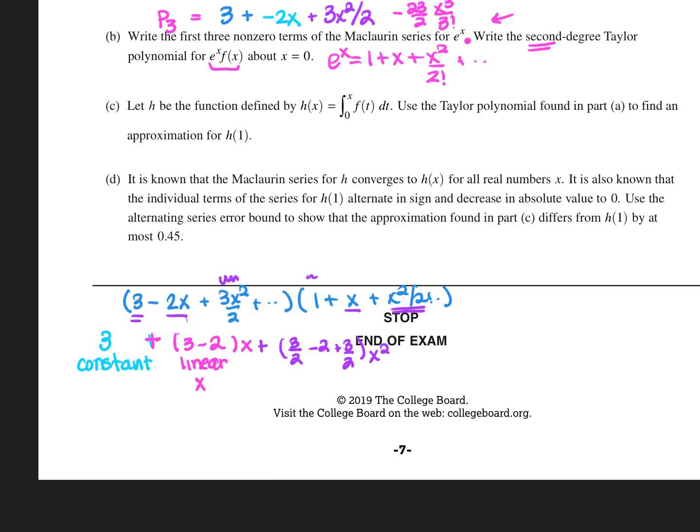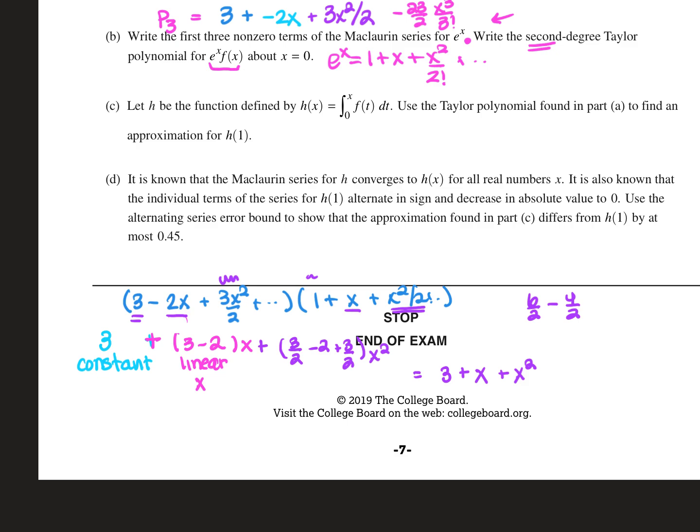You don't need to simplify this, but if you do, it would be 3 plus x. 3 halves plus 3 halves is 6 halves, minus 4 halves, which would also be 1, so plus x squared. So that's part B.